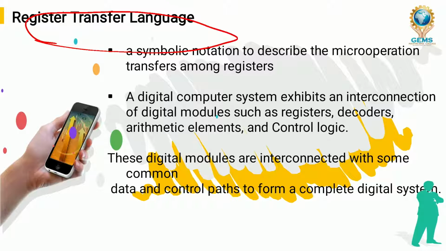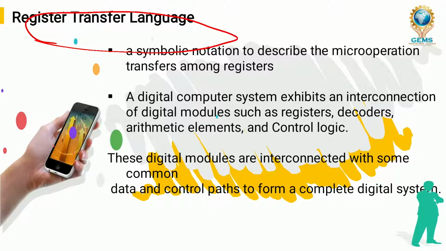The operations that you are performing on data inside the register are called micro operations. Now, if you want to transfer the data from one register to another register, or you want to modify the data and store the data, you are doing some operations, yes or no? These operations are called micro operations.